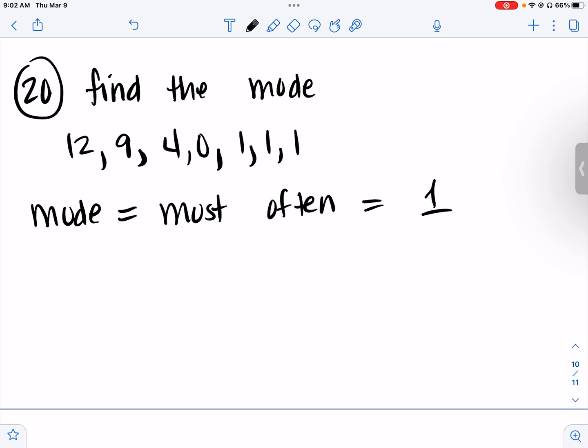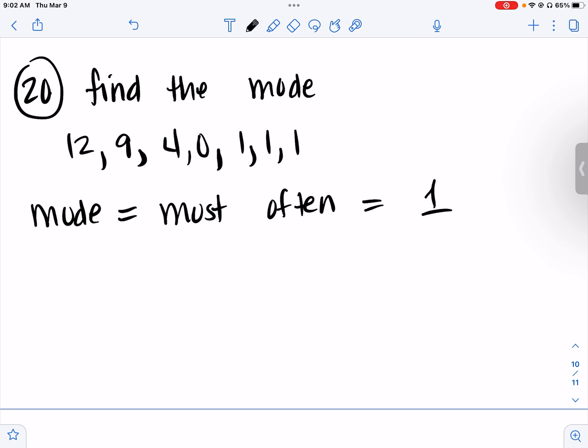Find the mode of 12, 9, 4, 0, 1, 1. And another one. I can't remember how many ones I said. 12, 9, 4, 0, 1, 1, 1. The mode is the most often number, which is the number 1.